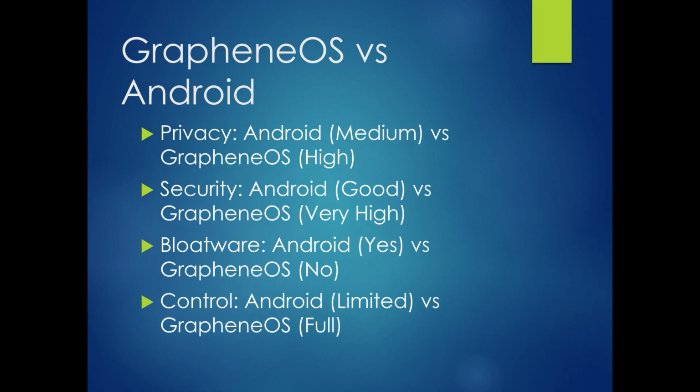So here is a basic comparison of GrapheneOS versus Android. Privacy: Android is medium, GrapheneOS is high. Security: Android is good, GrapheneOS is very high. Bloatware: on Android there is a lot of bloatware which comes along and which you cannot remove, but in GrapheneOS there is no bloatware. Control: on Android you have limited control over your device and operating system, but in GrapheneOS you have full control over your device, operating system, and apps, what you want to run, and all.